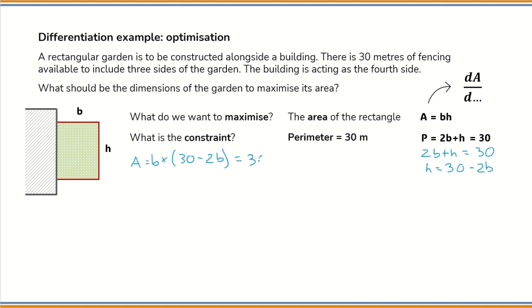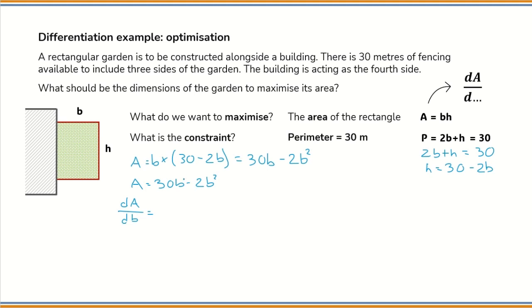This is 30b minus 2b squared. So now we have the formula with only one variable, which is b. We can differentiate the area with respect to b. To differentiate a function, we need to times and take away.